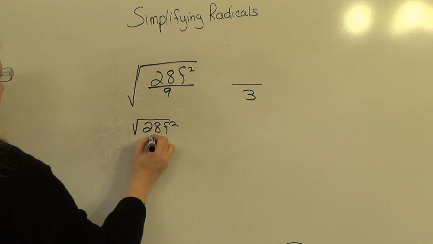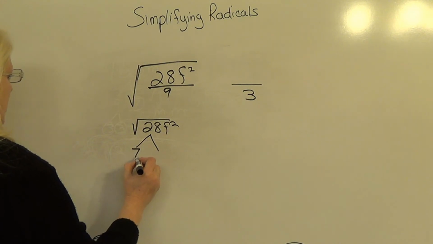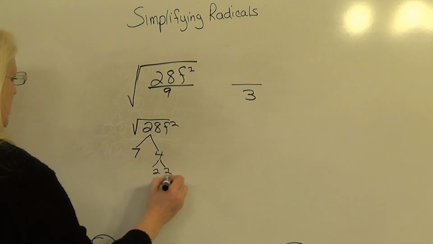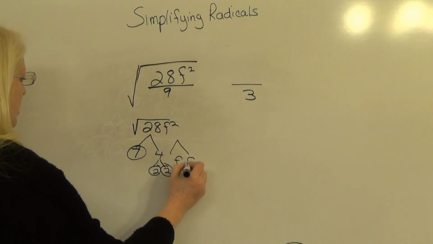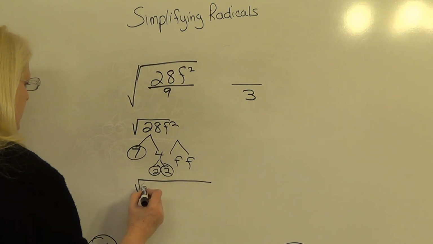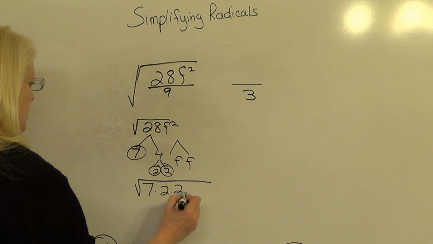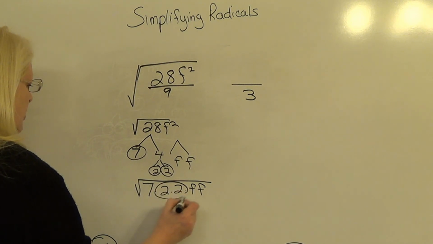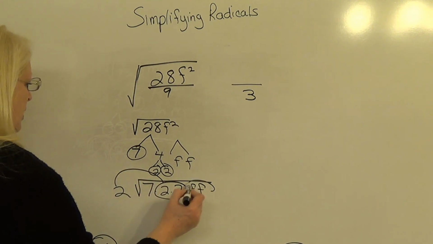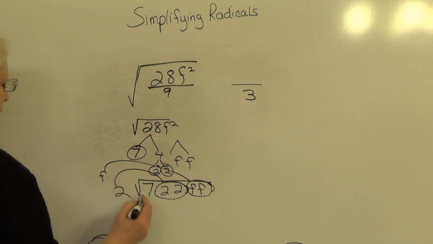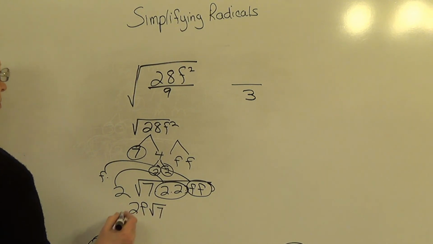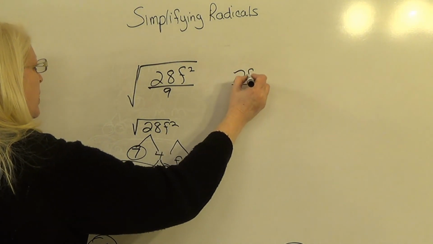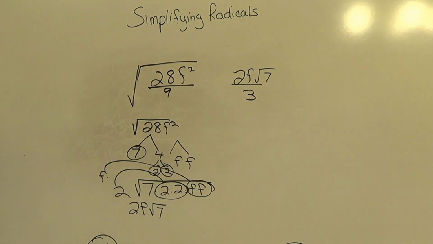Now let's break 28 apart. That would be 7 times 4, and 4 breaks into 2 times 2. So these are all my primes, and then 2 f's. And if we put it all into radical sign, we get 7 times 2 times 2 times f times f. There's a pair of 2's, so a 2 comes out. There's a pair of f's, so an f comes out. The 2's already waiting for it, so 2f square root of 7, and that goes on top. And that's your answer.